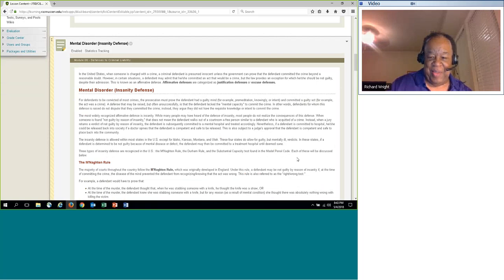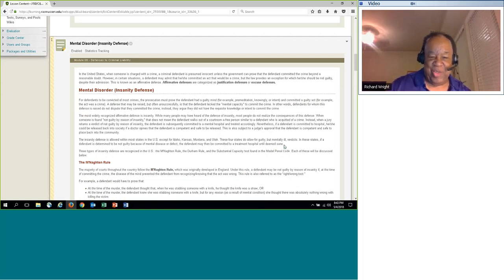Now, states like Idaho, Kansas, Montana, and Utah don't have the insanity defense. It says these four states do not allow for guilty but mentally ill verdicts. In these states, if a defendant is determined not guilty because of mental disease, then you're committed for treatment. Well, that happens in many jurisdictions: if an individual is determined not fit, then they found themselves in that situation.